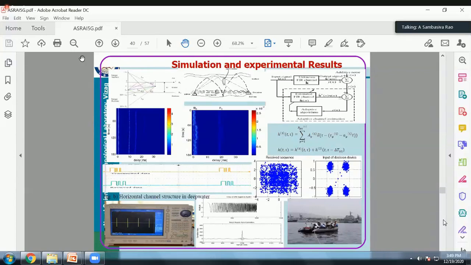Are you following? Yes. In my DDS, I programmed like this. After receiving and demodulation, I decoded these things. This is the practical waveform.